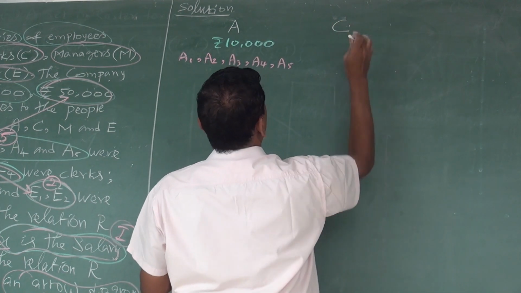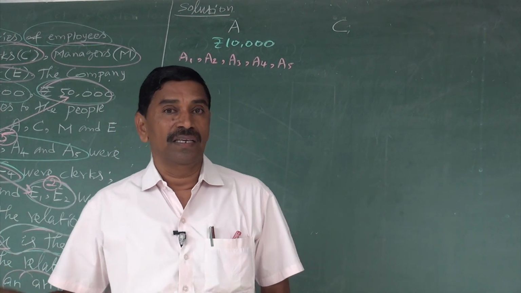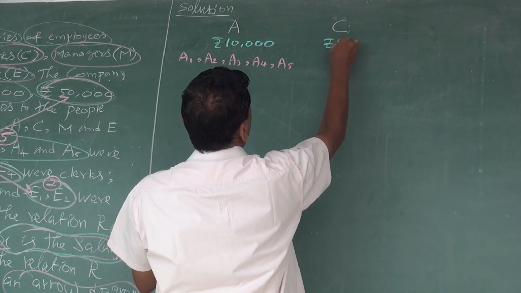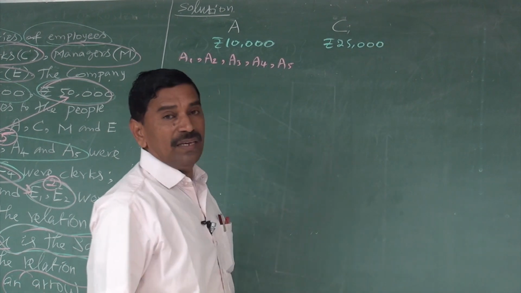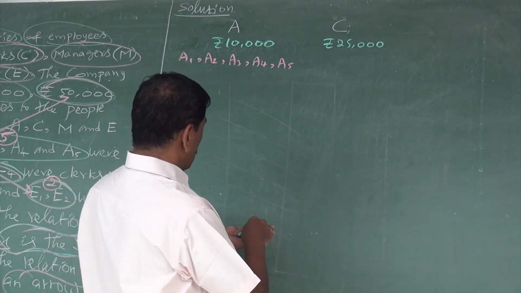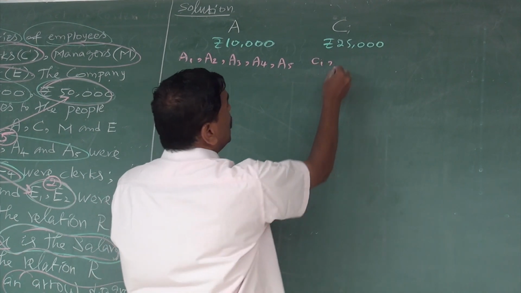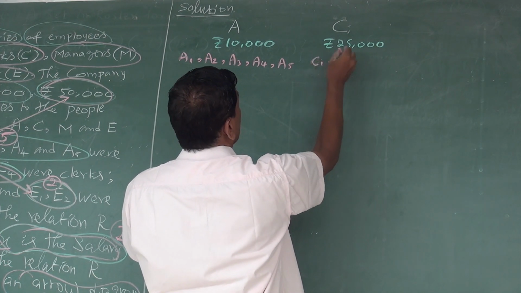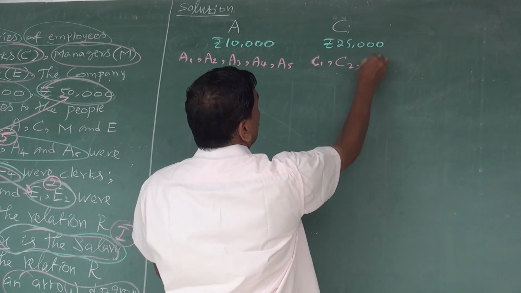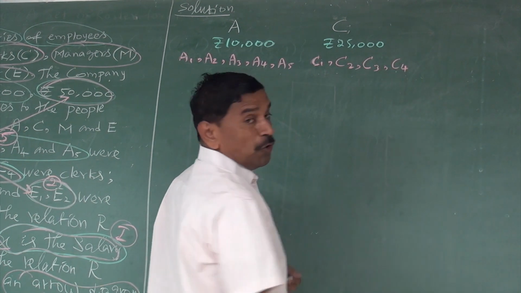Listen, next is clerk. Here each clerk can get how much salary from the given information? Yes, rupees 25,000. Each clerk can get rupees 25,000. How many clerks are there? Yes, there are 4 clerks, namely capital C1, capital C2, capital C3, capital C4.